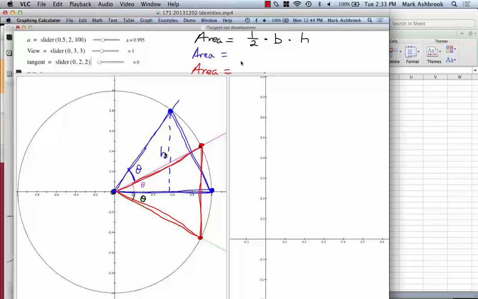You started here and you went all the way here. So how many thetas did you go? What's the base of the blue triangle in radius lengths? Isn't that the radius, right? The base of the blue triangle is just the radius. It's 1.